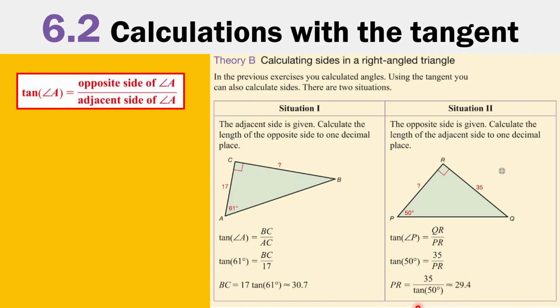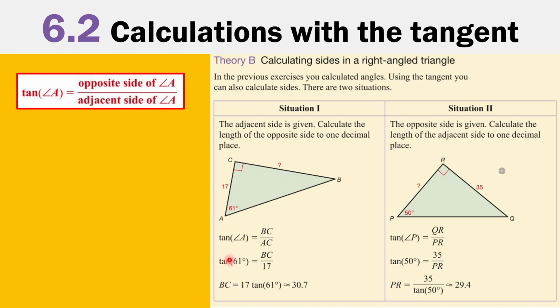Okay, so in theory A we discussed how to calculate angles using the tangents. In theory B we'll discuss how to calculate sides, and we still use the same actual formula, only we use it a bit differently. Here we don't use any inverse tangents, right? We don't need to, because if I now fill in the tangent of that angle, this is just a number. So just calculate it and we're done with the tangents.